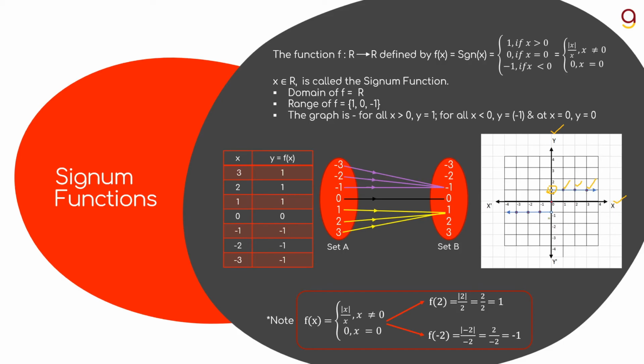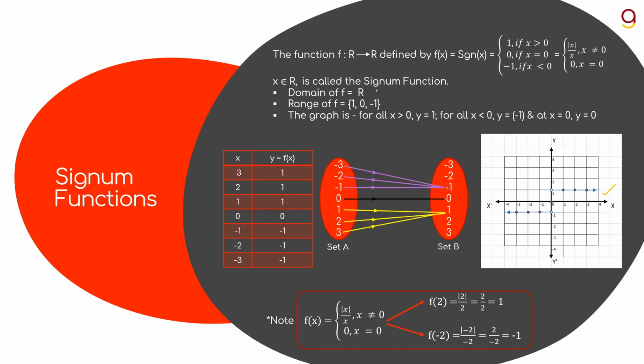Similarly, for the negative numbers, again this remains vacant, as at x is equal to 0, y is equal to 0. But for any other negative number, it may be minus 1, minus 2, minus 3, y will always be minus 1. Now if we join the points, we get the graph of the Signum function. So this is the graph for the Signum function. Hope you are clear with the Signum function.